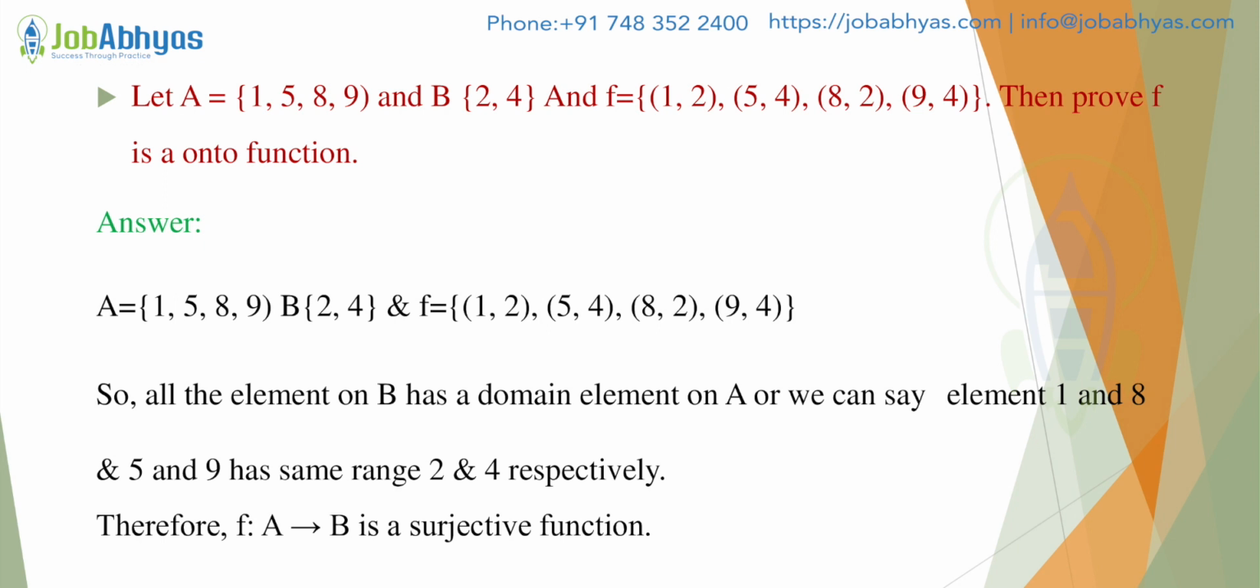So all the elements of B have a domain element in A, or we can say that elements 1 and 8, and 5 and 9 have the same range 2 and 4 respectively. Therefore, we can conclude that f from A to B is a surjective function.